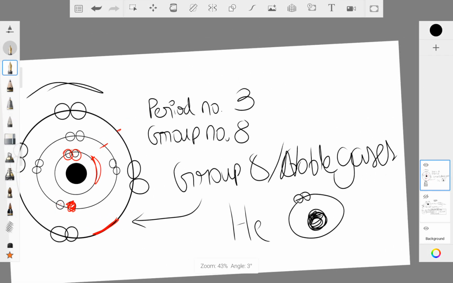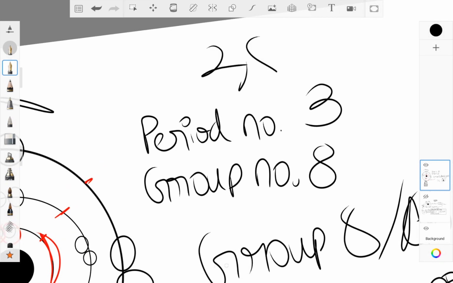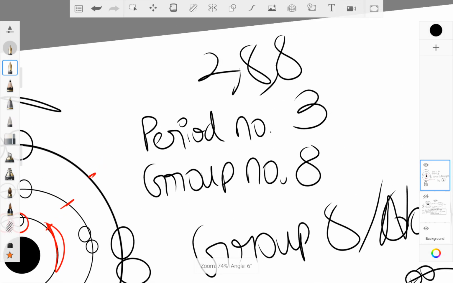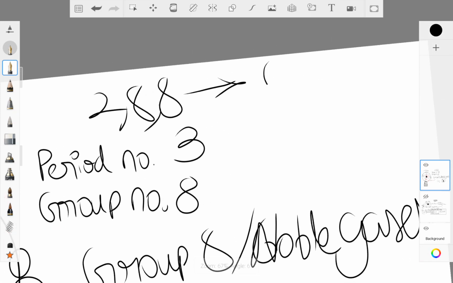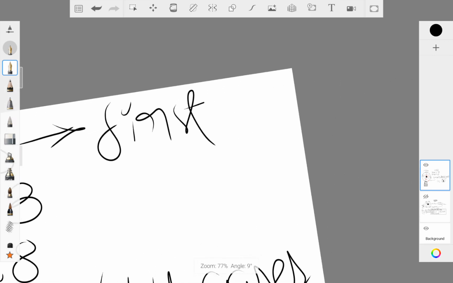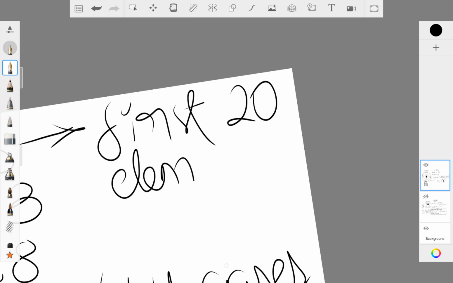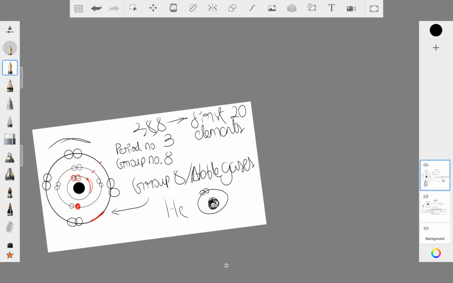Another thing I'll say is that the 2-8-8 rule, which is how I describe electronic configuration, is only applicable to the first 20 elements, which is why I said that the first 20 elements are really important for you to learn by heart. After that, it does become more complex. So for example, rubidium actually has 18 electrons in its third shell, but that's not something you need to worry about.